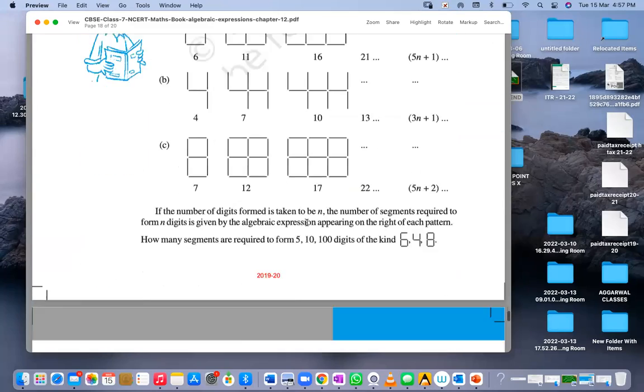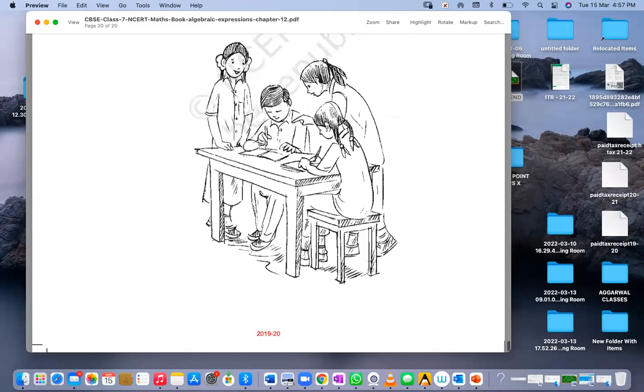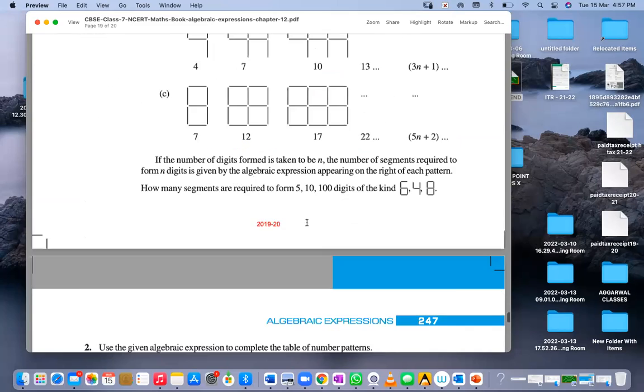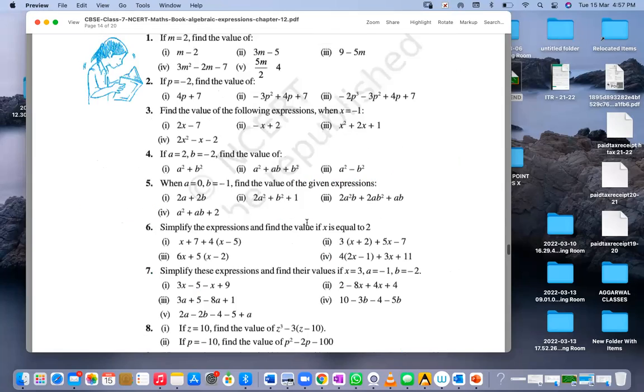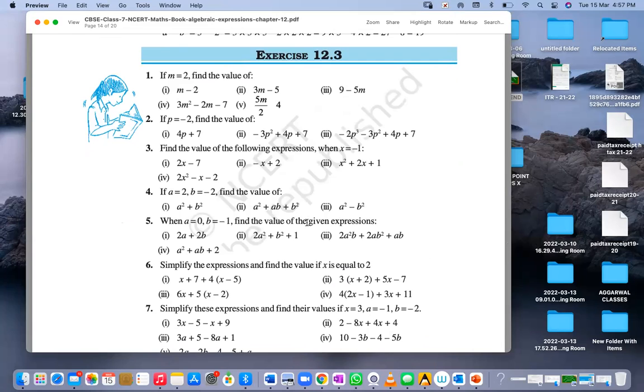Yes, sir. Here the questions are the same as the ones we were doing at that time, algebraic expressions, all those questions of matchstick patterns and this. This is exercise 12.3. Here there are questions of substitution. If m equals 2, find the value of 3m minus 5. These are simple questions you can easily do. Take out your copy and start doing. This is your exercise from NCERT. As I told you, some sums from NCERT.